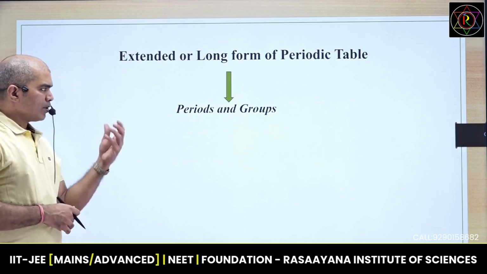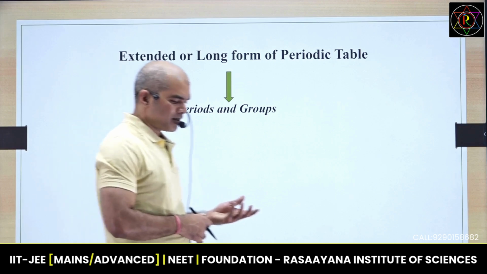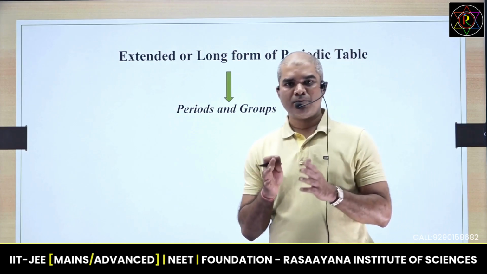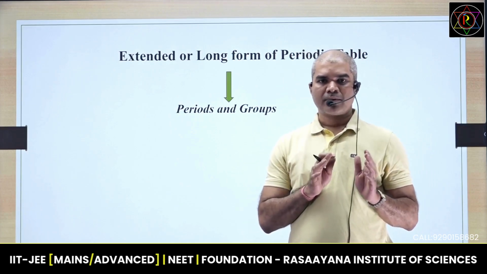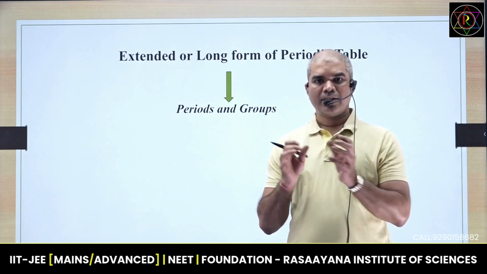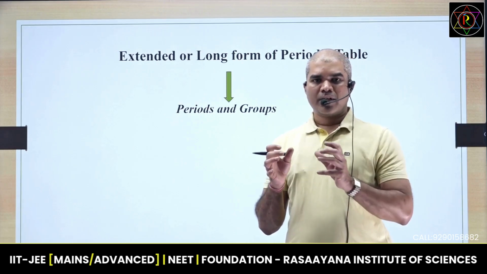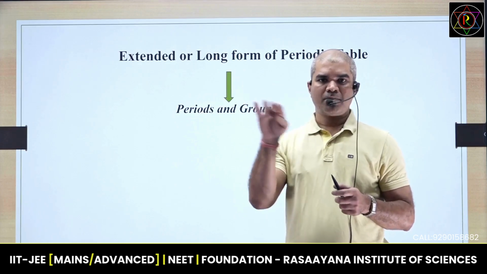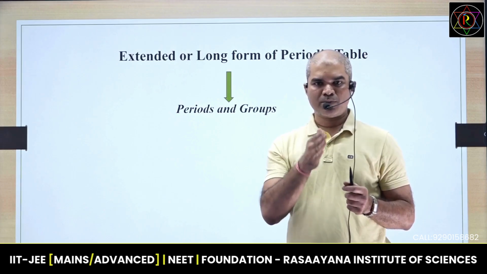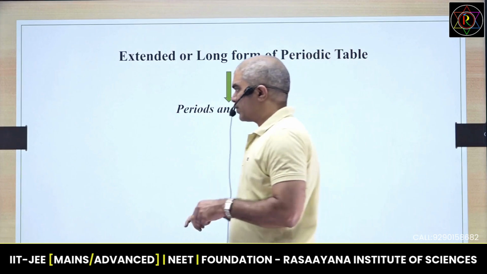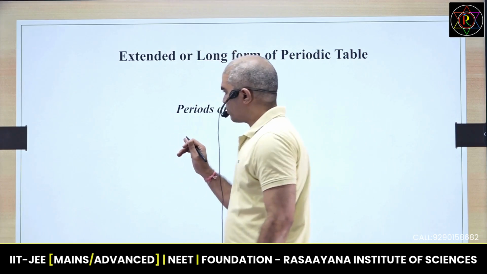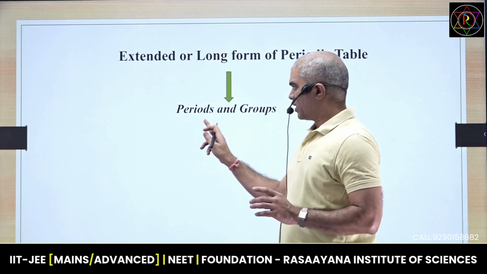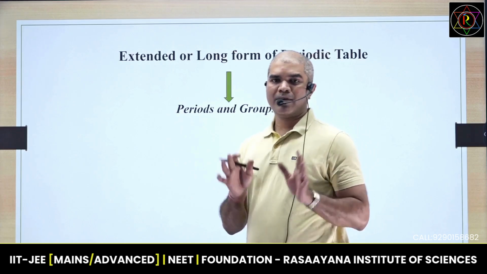Extended or long form of the periodic table: in this case what we have done is we have classified all the elements into periods and groups. SP, DF block, that is also found here, but for convenience we have called them periods and groups. Across are periods and down we call them groups. Previously they used to call them rows and columns, but now we have to call them periods and groups. Altogether in the periodic table we have 7 periods.